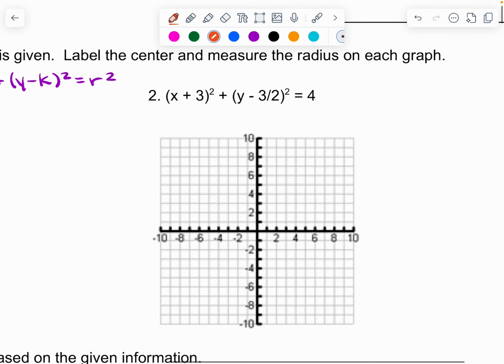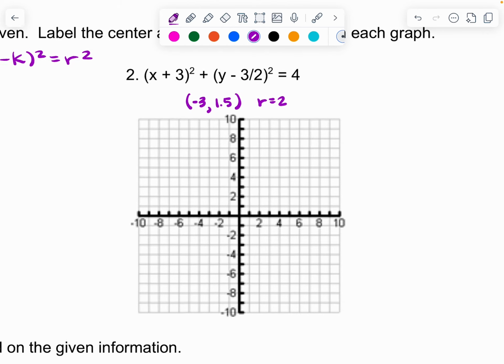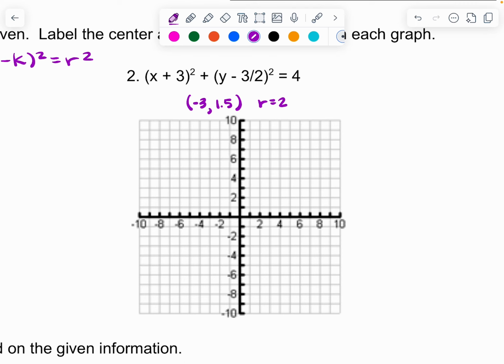Moving on to this guy over here. So same exact thing. He's clearly in standard form. So the center on this one is going to be -3 and then +3 halves, or 1.5, if you want to just write that as a decimal. And then the radius, of course, is going to be 2. That's all we have to do, is pull out the center and the radius. So -3, 1.5, there's our center, and then we're going to go out 2 from there. 1, 2, 1, 2, 1, 2. And voila, there's our circle.